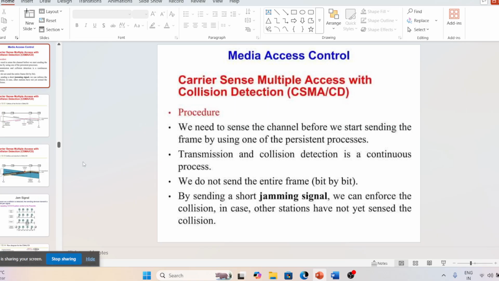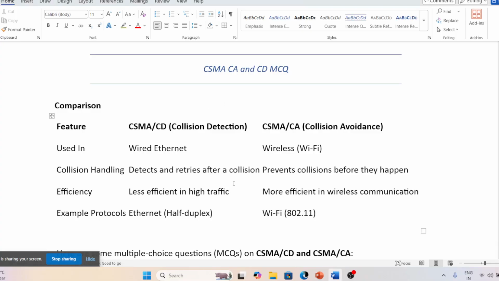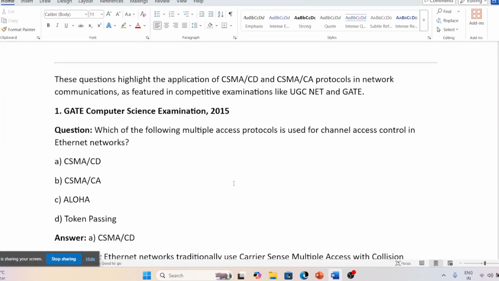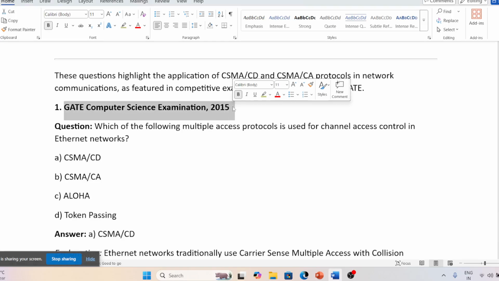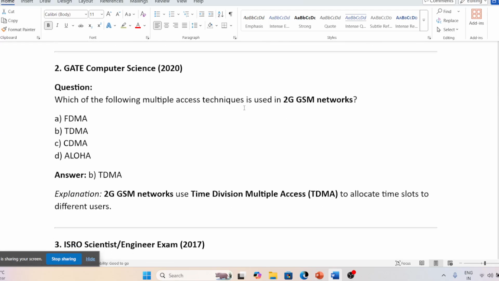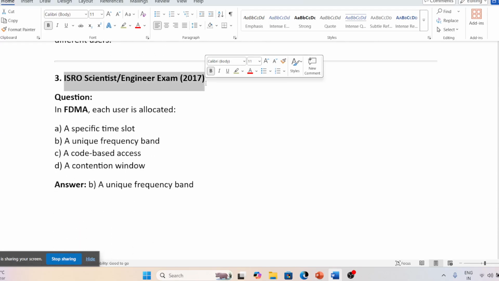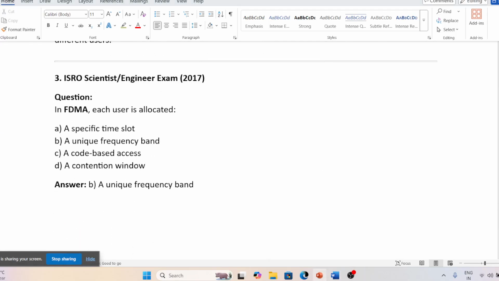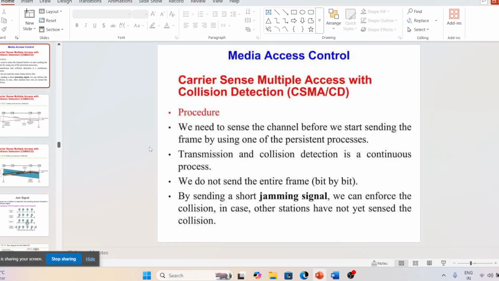So from there we are going to continue, and then we are going to see some comparison and some questions asked in examination, like this question GATE asked in 2015. So like this few questions we are going to see, like this question in ISRO. So let's just read the theory, then we are going to see the MCQs.